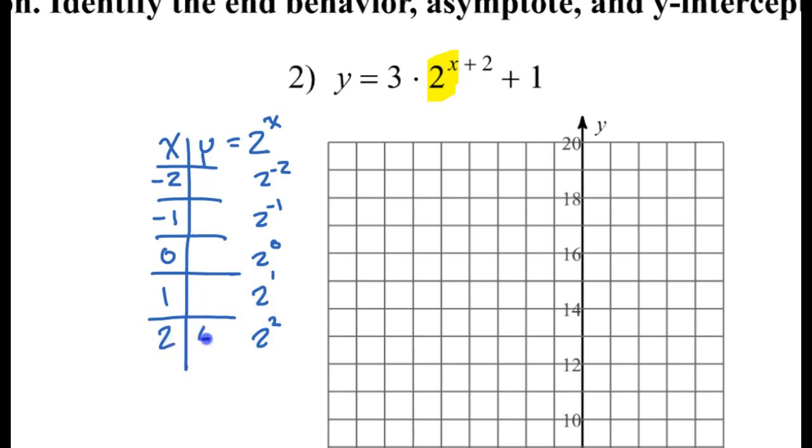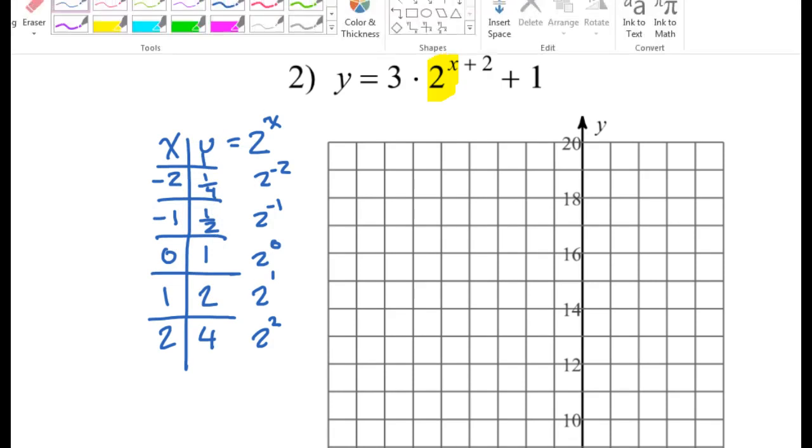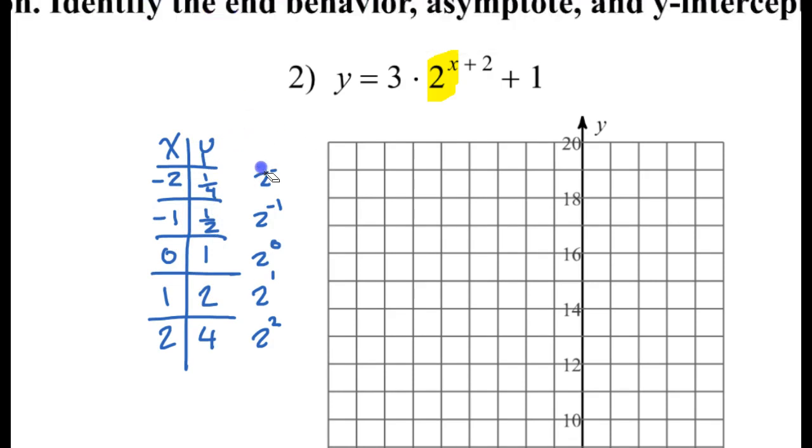2 squared is 4, 2 to the 1 power is 2, anything to the 0 power is 1, and these two should be the reciprocals of these two. So it should be 1/2 and 1/4. Okay, see how easy that is? So we have our table of values.